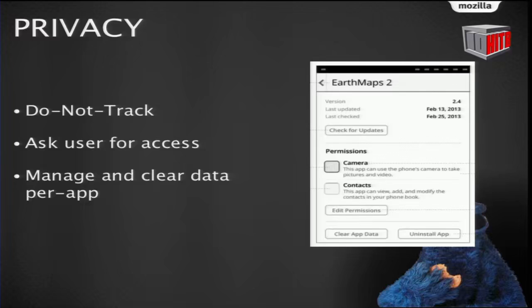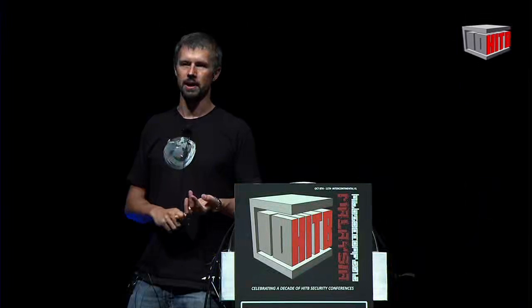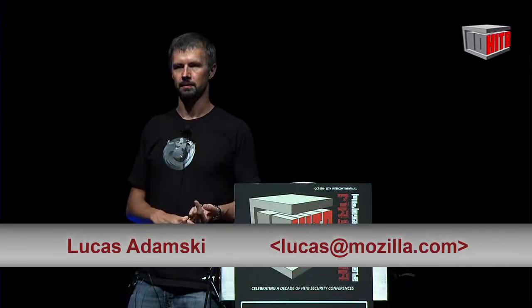So we did think a lot about privacy when developing this model, right? So you have do not track as an option there. But the primary thing is that we always ask you for access to privacy-sensitive APIs. So every app that wants to have access to your location, to your contacts, to your camera, to a few other APIs, unless they're a certified app, always has to ask the user. So there's no surprises there, right?